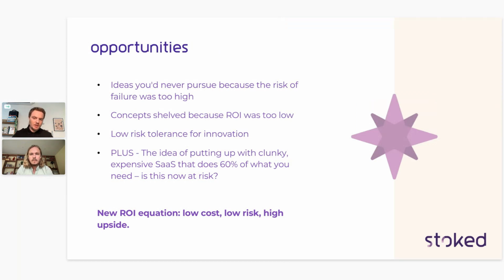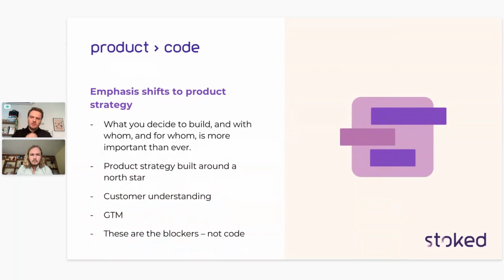Plus, there's this really interesting concept that the idea of putting up with, say, clunky enterprise level software where everything's based on a seat or credits, and it does 50 to 60% of what you need it to do, but there's a lot of problems there. There's a lot of maintenance. Is that entire concept now at risk? I mean, I don't want to say SaaS is dead. I think people have been saying that, but I think there's going to be an evolution. It's just where does that evolution go when you can build something that's very personalized to you quite quickly. So the new ROI equation will be low cost, high speed, and then high upside.